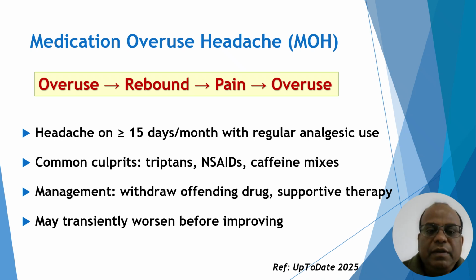So the management is withdrawal of the offending drug and adding supportive therapy. Always try to educate the patients early so that they don't have to face the condition. Also use bridging medications like naproxen or steroids during withdrawal.